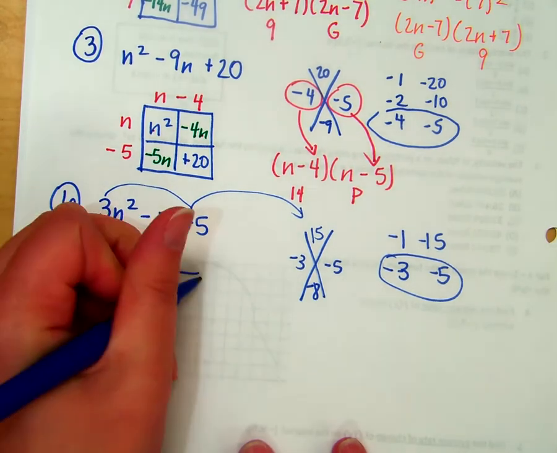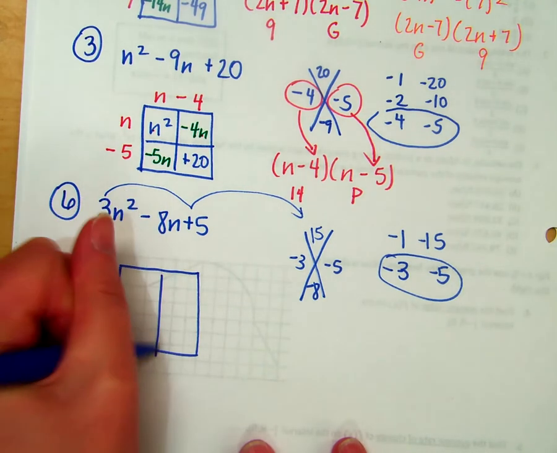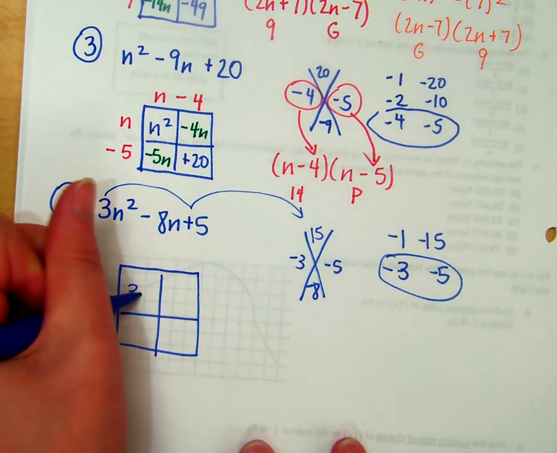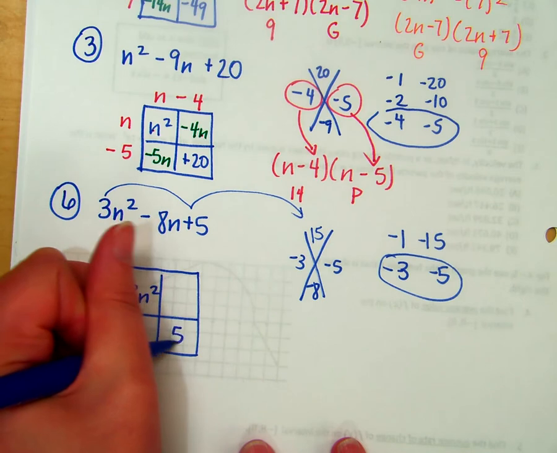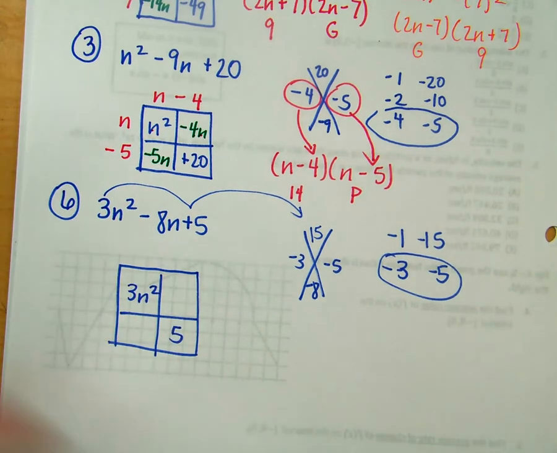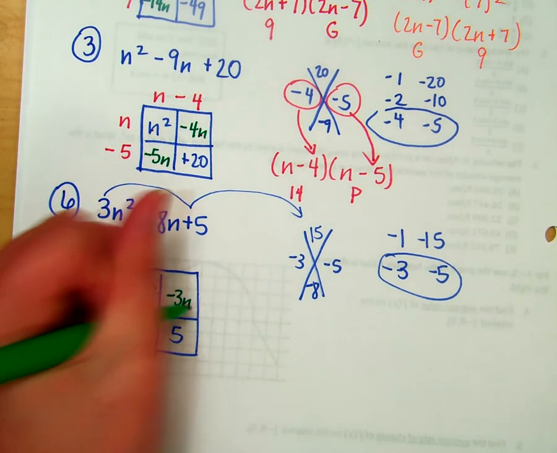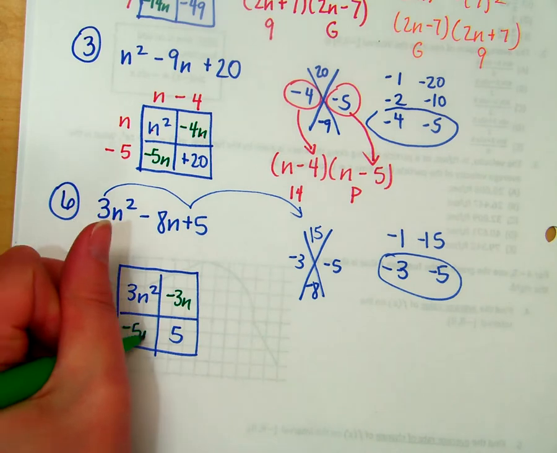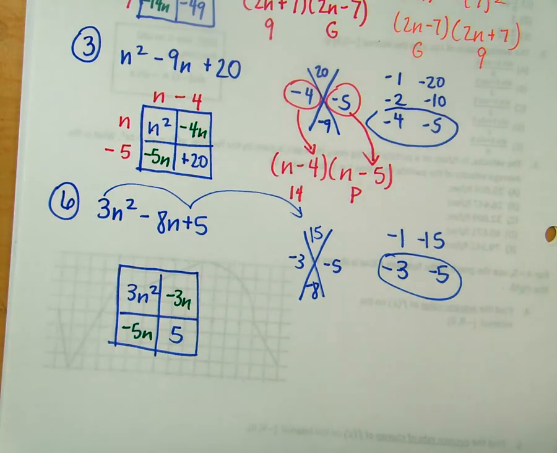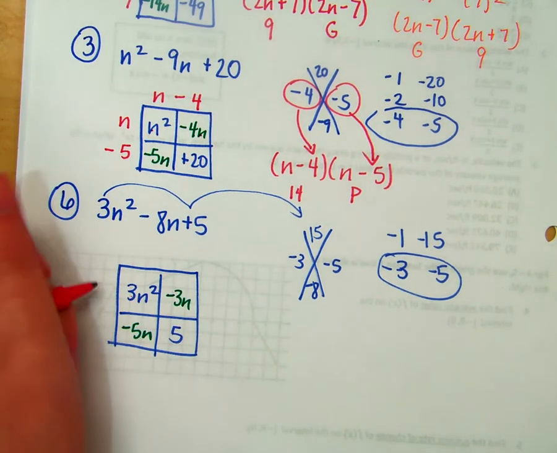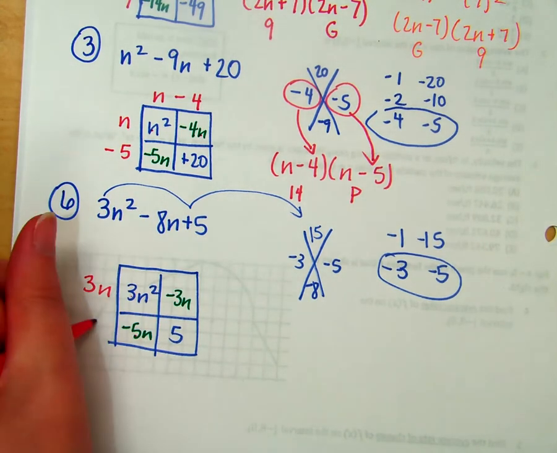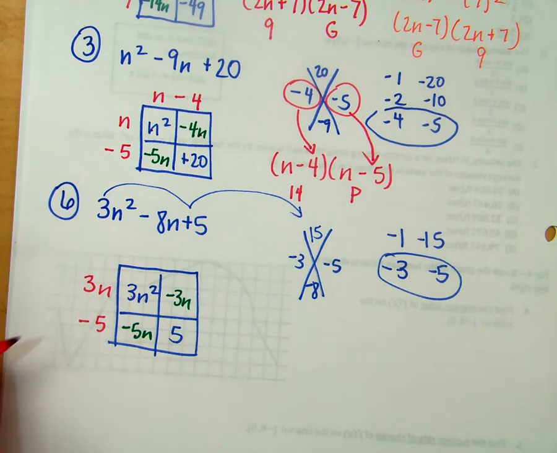So then I set up my box, and I get 3n squared and 5, and then negative 3n and negative 5n. So this is kind of nice. They both have 3's in it, so I know 3 is my GCF, and they both have n's in it. Here they both have 5's in it, so I put out a 5, and it needs to be negative.